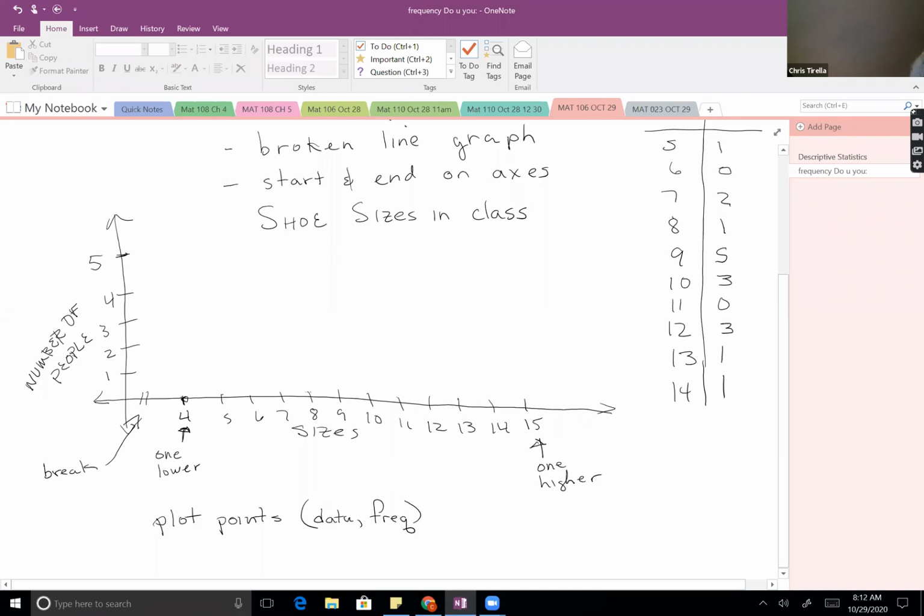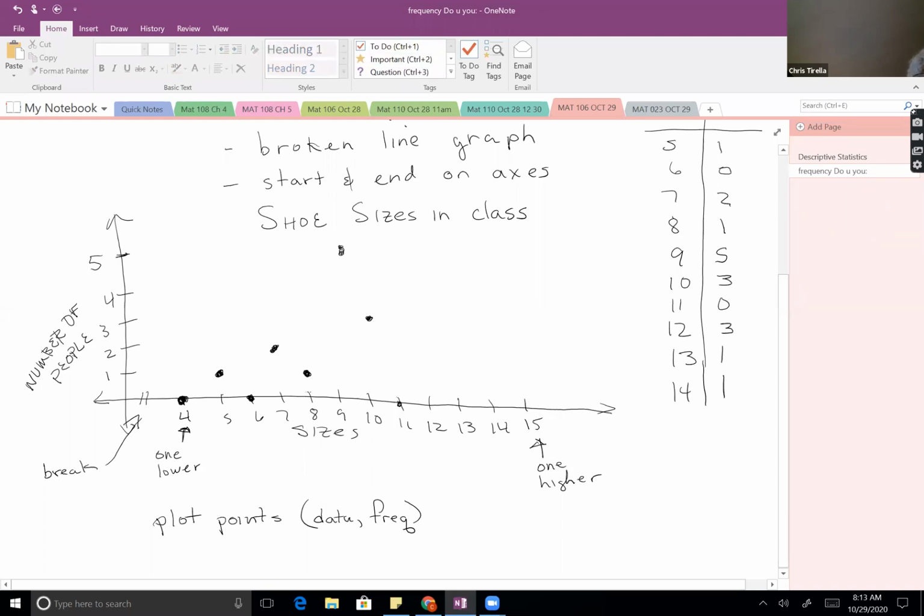Nobody had a size 4, so I'm going to plot that point 4, 0. One person had a size 5, so above the 5, I'm going to put a point at height of 1. Nobody had a 6, so the point above 6 is going to be at 0. 2 people had a 7, so the point above 7 is going to go to 2. One person had an 8, so we'll have a point at 8, 1. 5 people had a size 9, so I'll have a point at 9, 5. 3 people had a size 10, so I'll have a point at 10, 3.